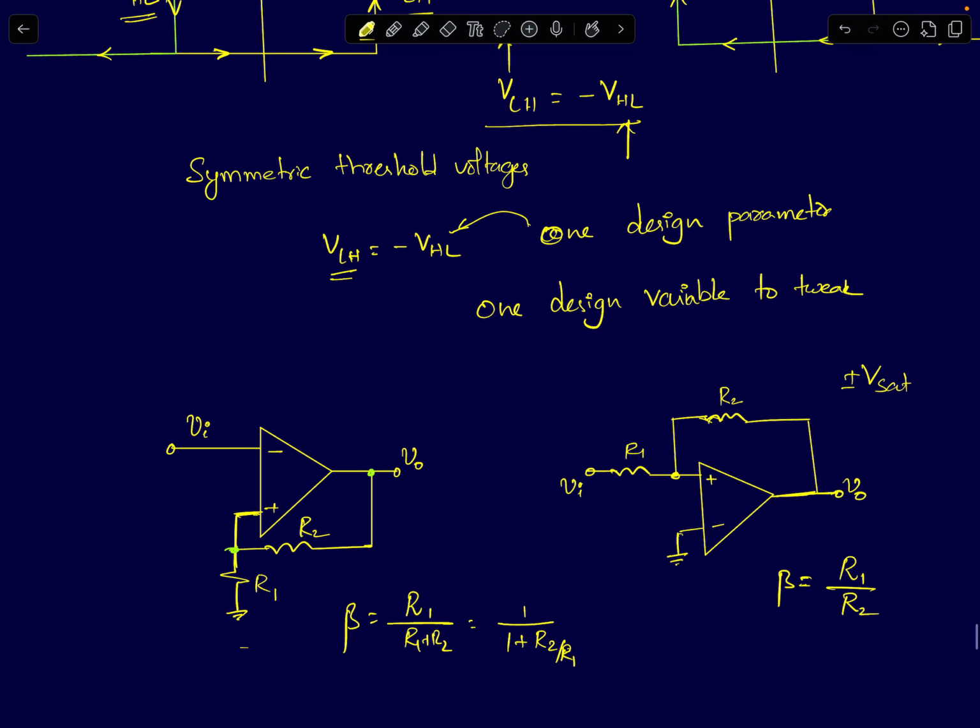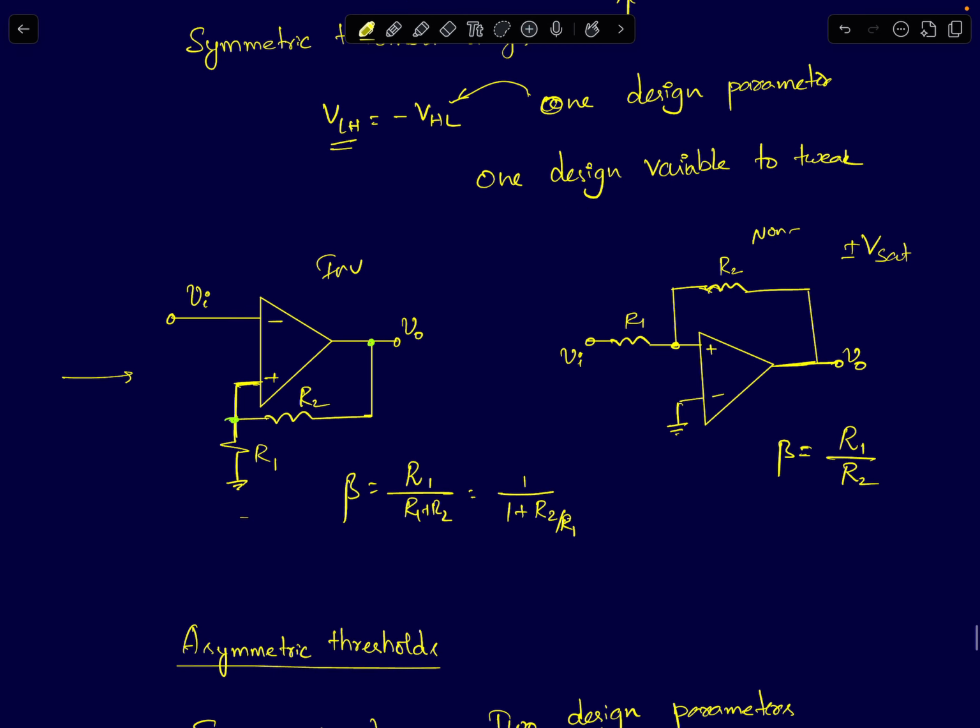Shown here are the two popular circuits for a non-inverting and an inverting Schmidt trigger. This one is an inverting Schmidt trigger. This one here is a non-inverting Schmidt trigger. And in both these cases, the low to high and high to low threshold voltages depend upon the factor beta. I'll first talk about the simpler case, the non-inverting Schmidt trigger. In the non-inverting Schmidt trigger, the low to high threshold voltage is given by plus beta VSAT, and high to low is given by minus beta VSAT, just the negative of it.